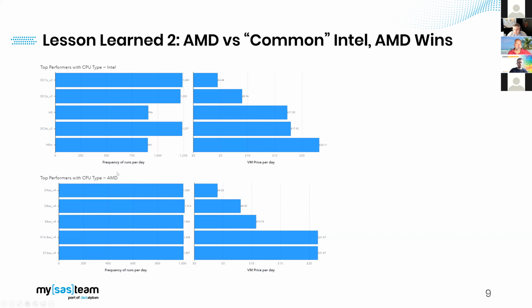Interestingly enough, AMD at the same time is cheaper. It's cheaper than most of the Intel machines. So side by side, if you're not going after the most executions a day, AMD becomes the best outcome.